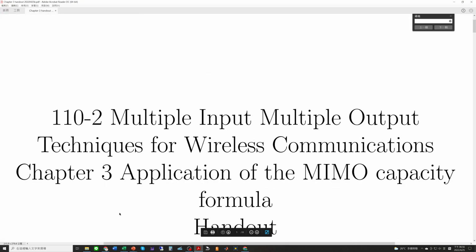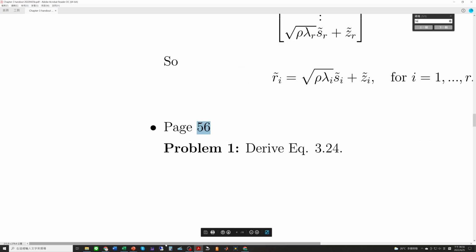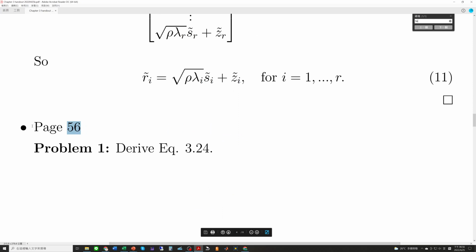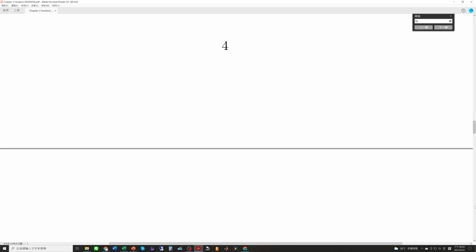and go to page 56. Okay. Page 56, problem 1: derive equation 3.24.